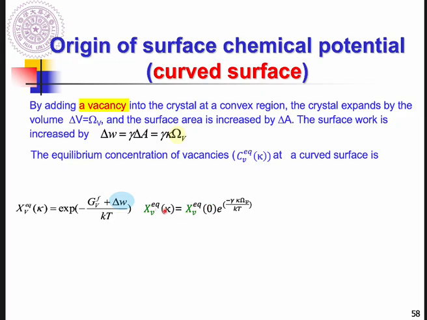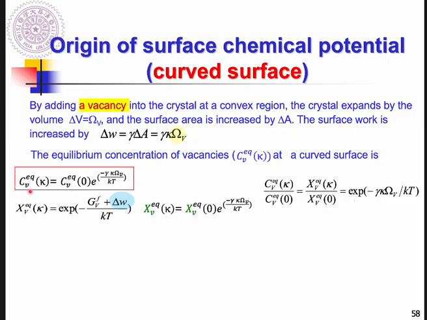So this can be written as the flat surface result, because when kappa equals 0, the radius is infinity. The reciprocal of infinity is 0, right? So this is the flat surface, and you have this term, which is negative: negative gamma kappa omega V divided by kT. So you can rewrite it by putting it at the bottom, and you get this result.